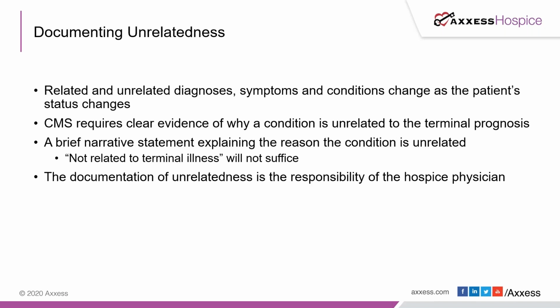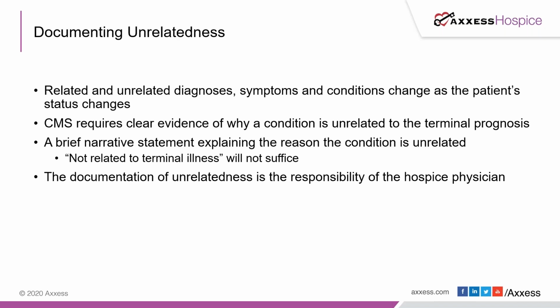So documenting unrelatedness is the huge challenge for hospices. How are you going to figure out what is unrelated and how are you going to document that when CMS is basically saying in very clear words, everything is related unless you can prove otherwise? So the clear evidence needs to be documented. In the chart reviews I've done over the years, often what I see listed as the reason that something is unrelated is "not related to the terminal illness." And that's not going to cut it.